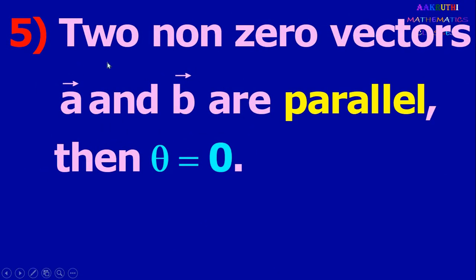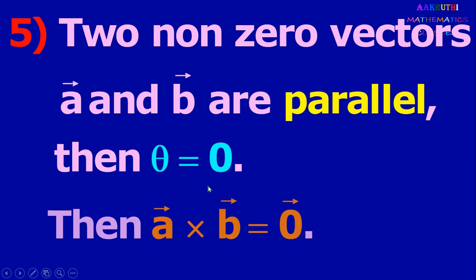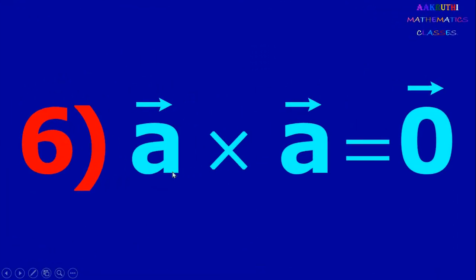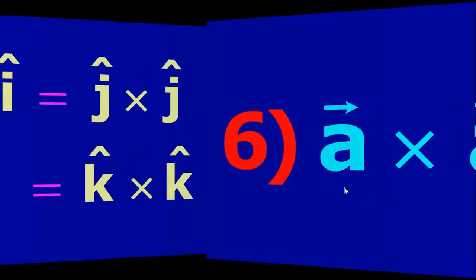Next note, if two non-zero vectors a vector and b vector are parallel, then theta equal to 0. In this case, a vector cross b vector equal to 0 vector. Therefore, a vector cross a vector equal to 0 vector, since the angle between a vector and a vector is 0. If we take cross product of the same vector, then it is 0 vector.